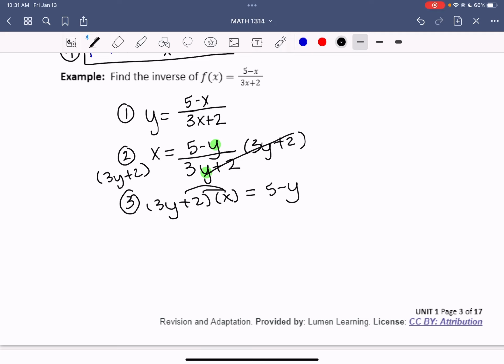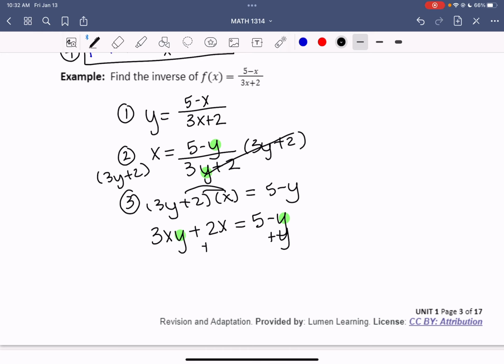Now, I am going to move that x over, but before I do that, I'm going to go ahead and distribute because I think that'll be easier for me. That gives me 3xy when I distribute that out, plus 2x equal to 5 minus y. And you can see I still have a y here and here. So I want to move all the pieces that have a y over to one side and everything that doesn't have a y onto the other side.